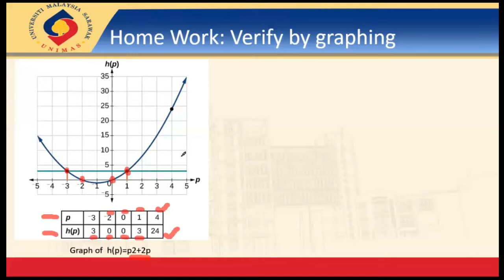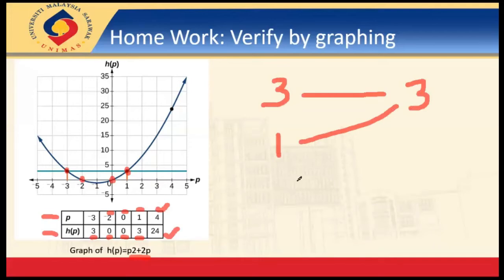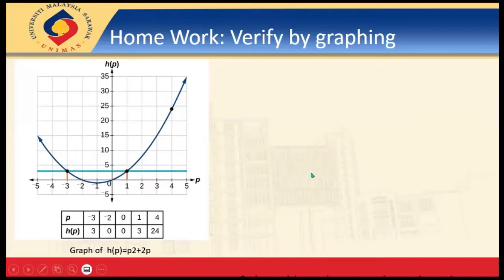So two inputs: at negative 3 the output is 3, and at 1 the output is 3. And at 4, if you go here, if the input is 4, the output is 24. A little bit down, since 25 means this is 24. So this type of function we can represent through the graph also.